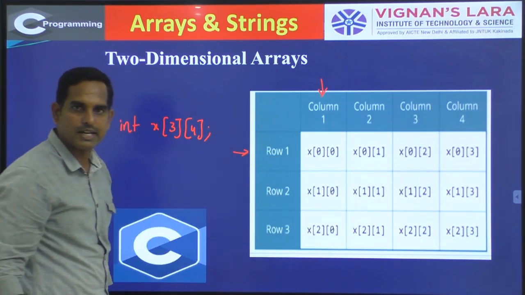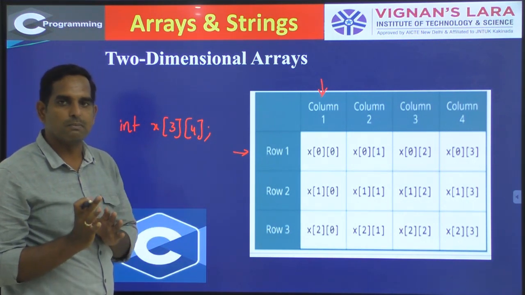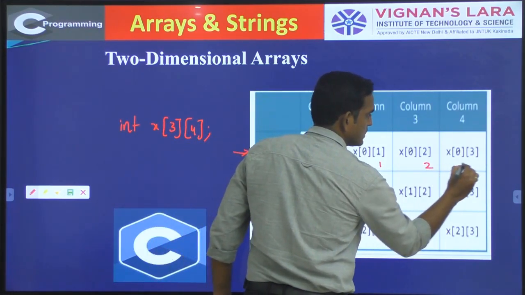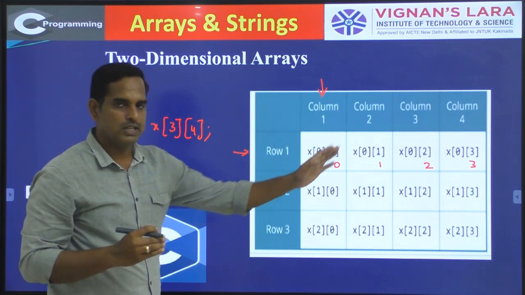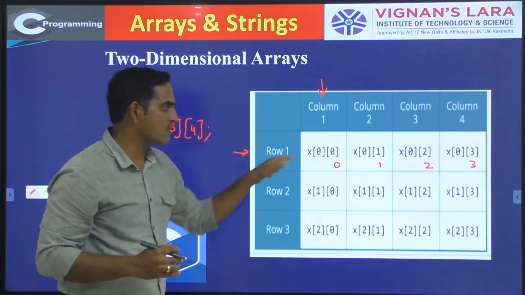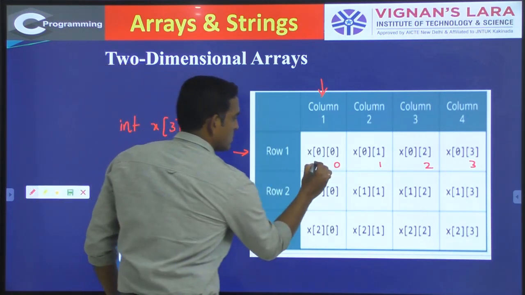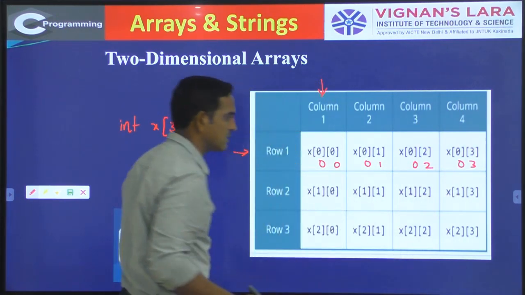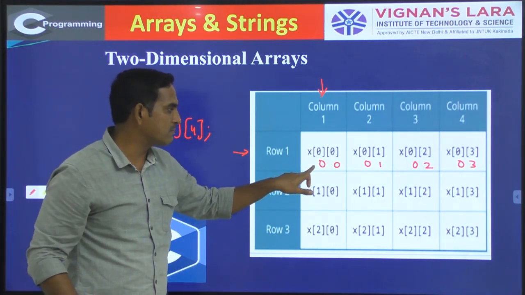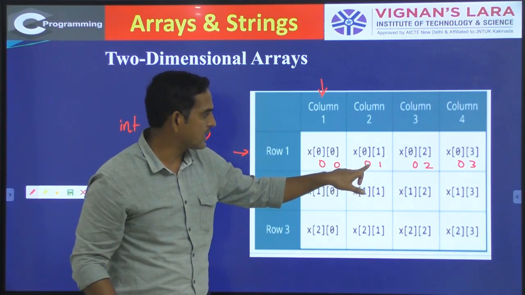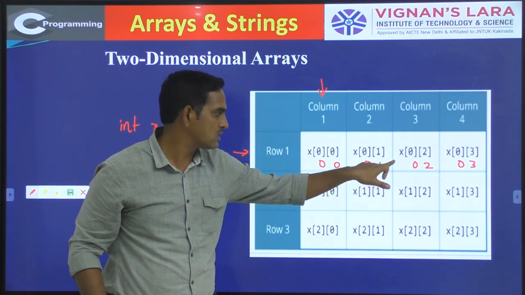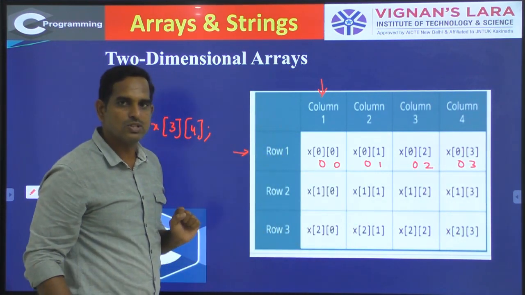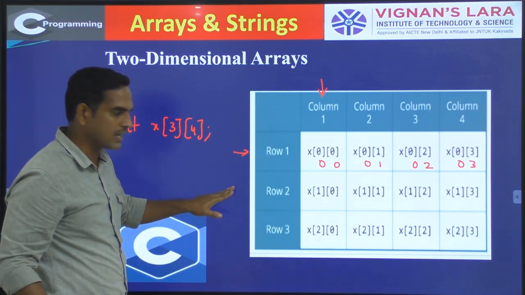This is another one-dimensional array. In the one-dimensional array, I think you remember the subscripts will start from 0, 1, 2, 3. Since this is the first one-dimensional array, you have to have the subscripts in this manner. So the first element will be identified by 0, 0 index. The second element will be identified by 0, 1 index. The third element will be identified by 0, 2 index, and the fourth element will be identified by 0, 3 index.